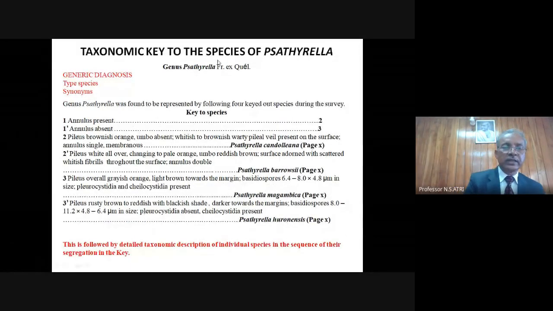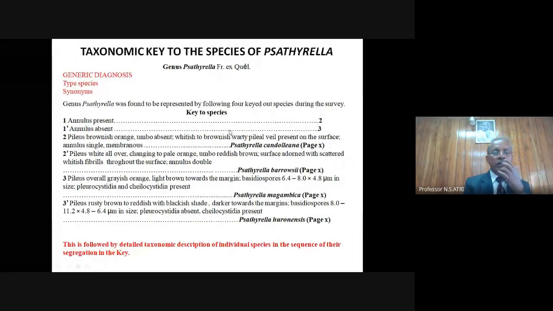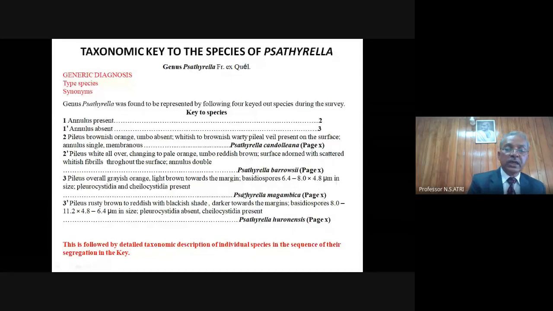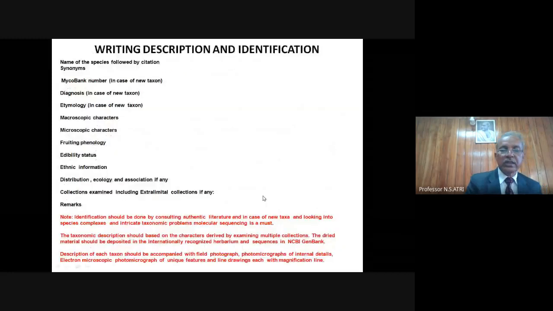You have reached the genus, say Psathyrella, and then keys of Psathyrella are available. There are monographs on Psathyrella by A.H. Smith. You can look for the characters which fit in the dichotomous key and find out the specific key. This is followed by a detailed taxonomic description of individual species in the sequence of their segregation in the key. So say you have Psathyrella candolleana, the first taxonomic description will be of this specimen, second this, and like that. In the same sequence, you write it in the monograph.